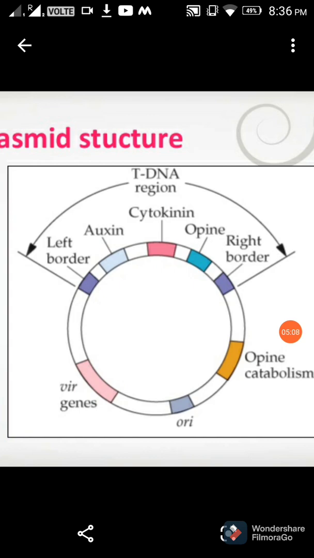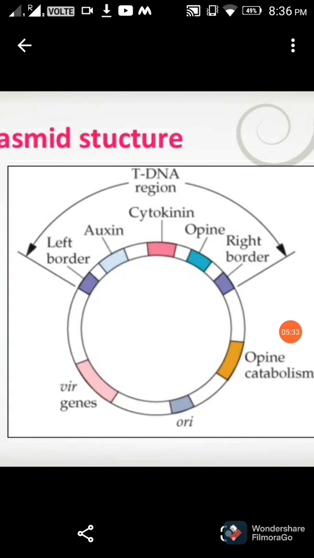And the Vir genes, as I had mentioned already, are of 8 different types, Vir A to Vir H. Their different functions I've given in the notes. You please go through them. They have different functions, but they work together, and their main function as a whole is to help facilitate the transfer of the tDNA.